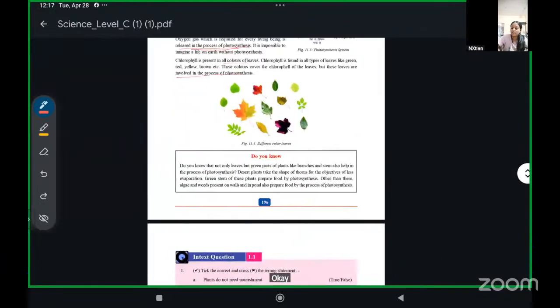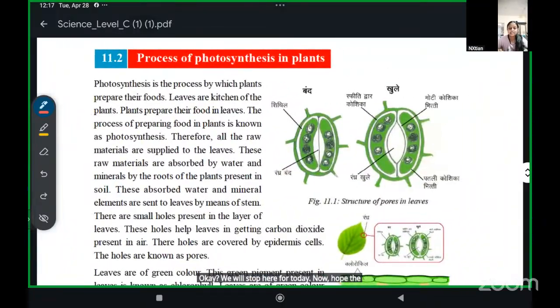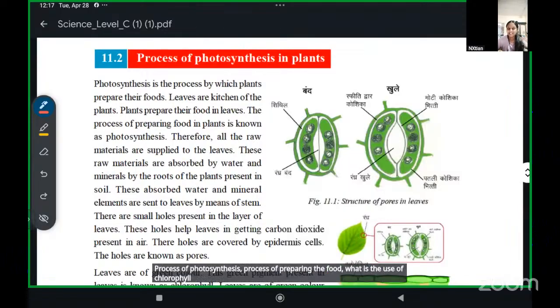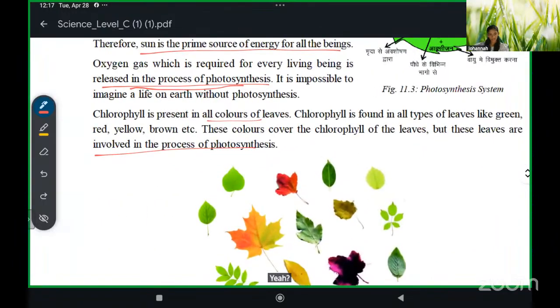Okay, we will stop here for today. Now, I hope the process of photosynthesis, the process of preparing food, what is the use of chlorophyll, what plants take in and give out, I hope all of this is clear to you. Yes, Johanna.